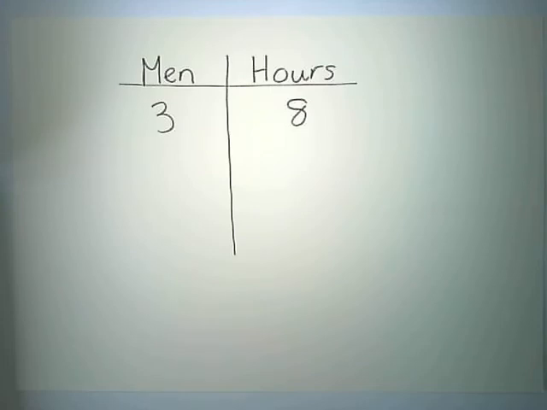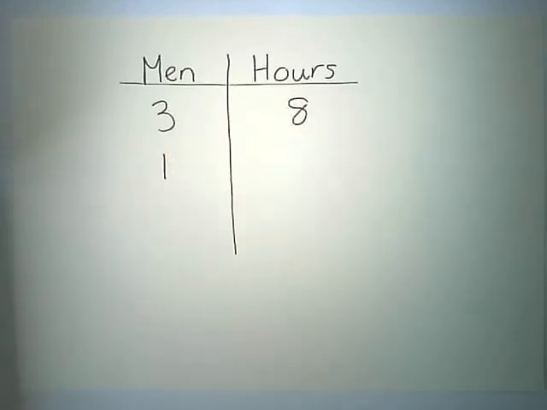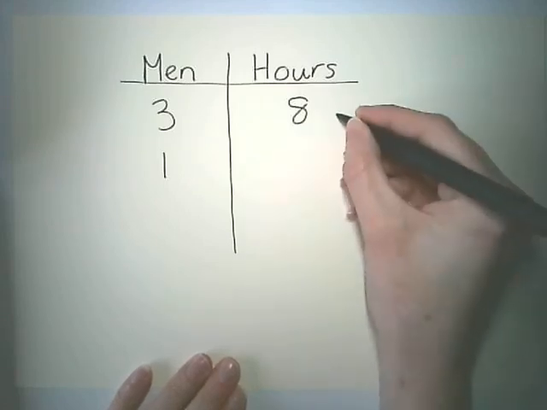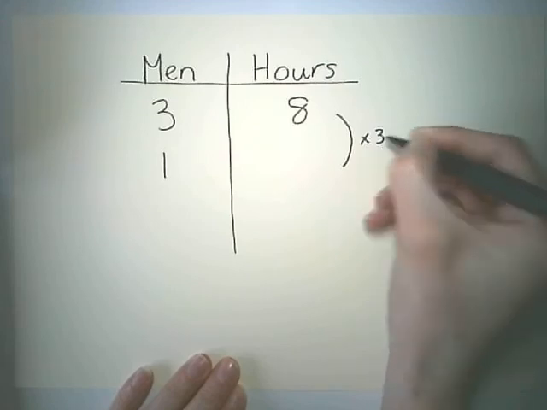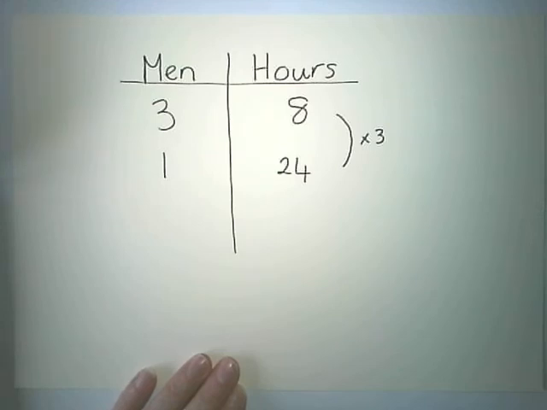So the question is, if it takes 3 men 8 hours to build a wall, how long would it take 4 men? I like to use a table to set out the working. Before you find 4 men, it's important to find how long it would take 1 man. If it takes 3 men 8 hours, it's going to take 1 man 3 times as long. So to get that answer, you times by 3. 8 times 3 is 24. So it's going to take 1 man 24 hours to build that same wall.